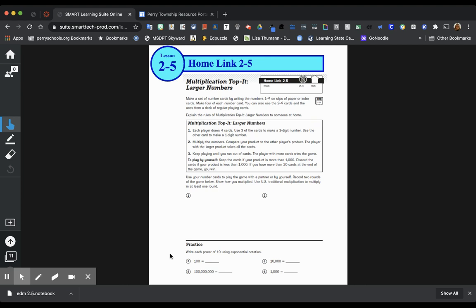And then at the bottom, there is some more practice using exponential notation, some things we've been talking about. So you can write 100 as exponential. You can write 100 million, 10,000, and 1,000. Okay? So take a look back through the slides, through this video, try out HomeLink 2.5, and then move on to your independent work.